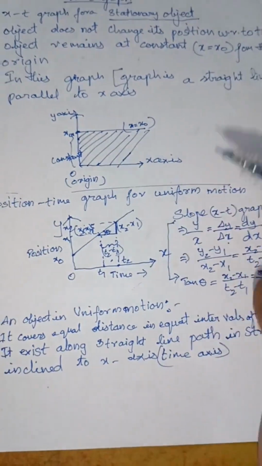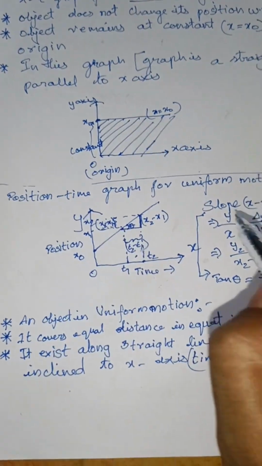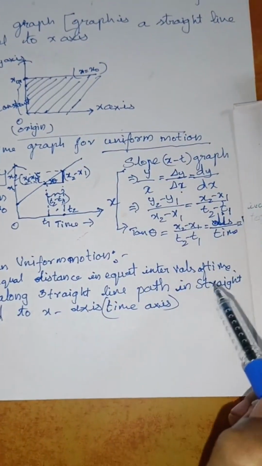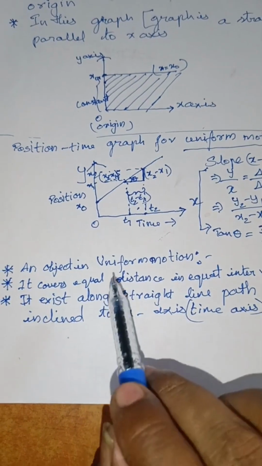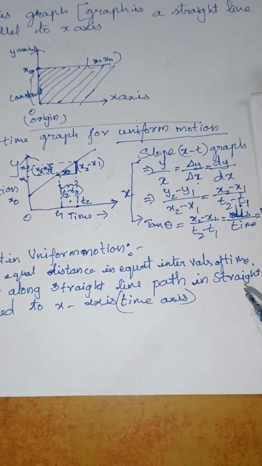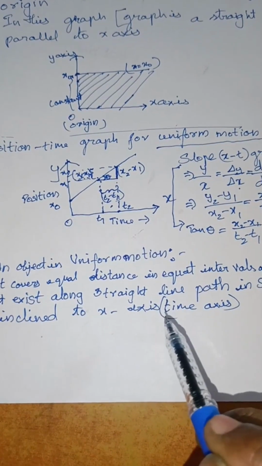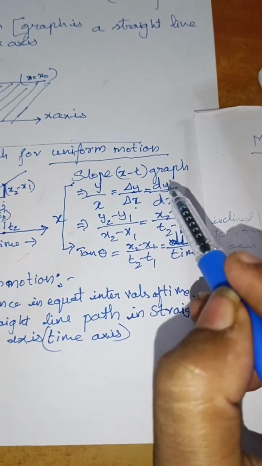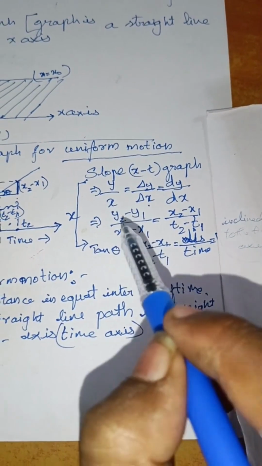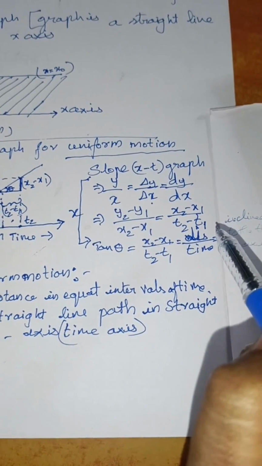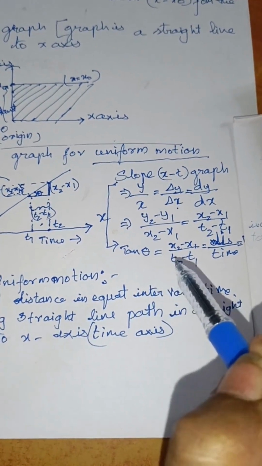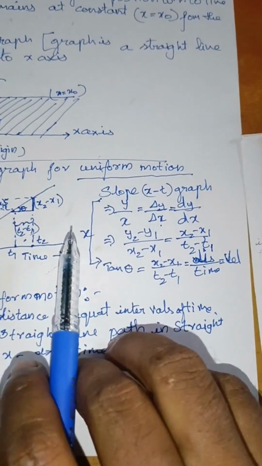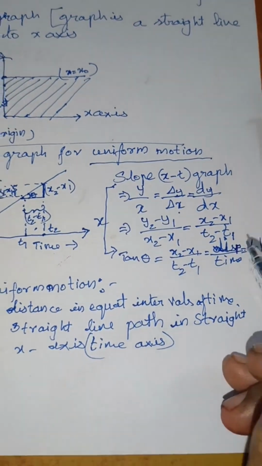Next we are going to discuss the position time graph for a uniform motion. You know what uniform motion is: equal distance in equal intervals of time, and the uniform motion graph is a straight line inclined to the x-axis or time axis. This is the derivation part: the slope is y by x or x2 minus x1 by t2 minus t1. So tan theta is equal to x2 minus x1 by t2 minus t1, that is displacement by time, that is velocity.